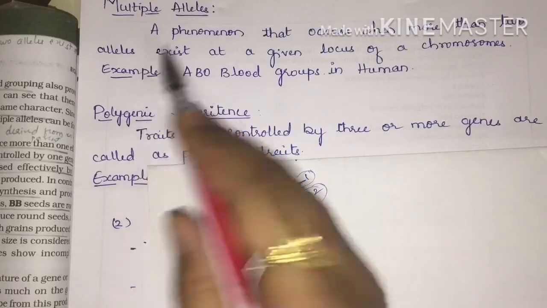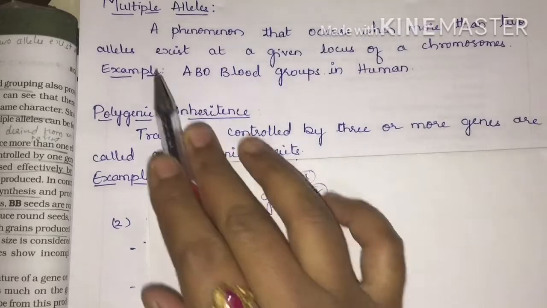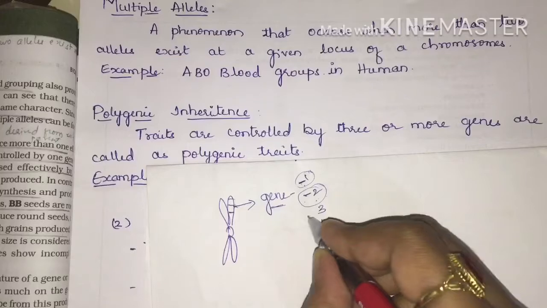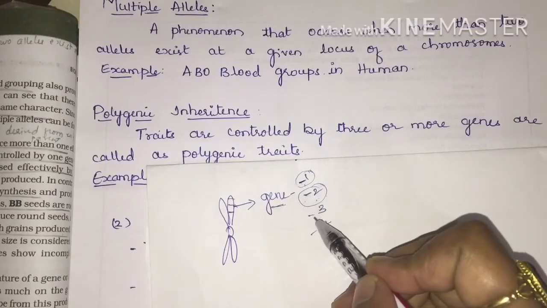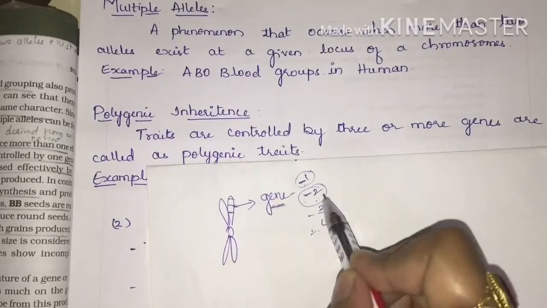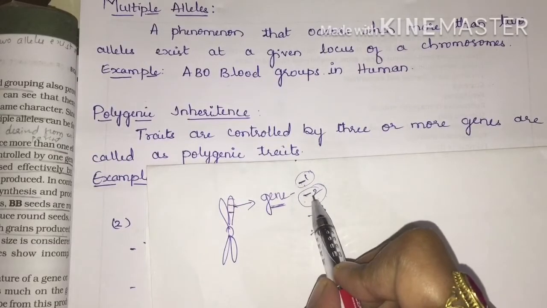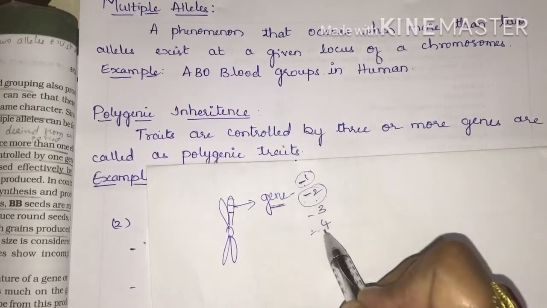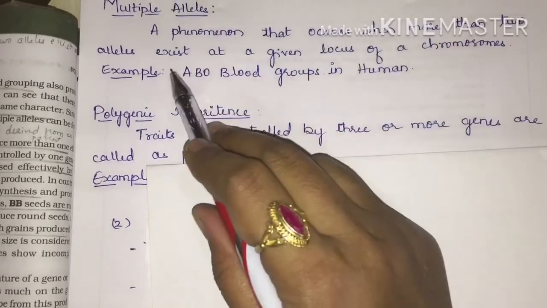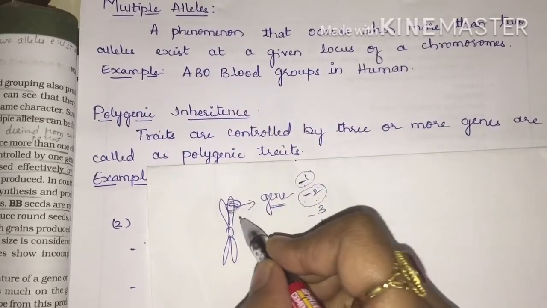In multiple alleles, what happens? In place of a pair of alleles, if more than two alleles are present, we call it multiple alleles. For one gene, more than two alleles, like 3 alleles, 4 alleles. If more than two alleles are present in one gene, we call it multiple alleles. One gene has two alleles actually. If it has more than two alleles, we call it multiple alleles. A phenomenon that occurs when more than two alleles exist at a given locus of a chromosome. Locus is nothing but a location on a chromosome.